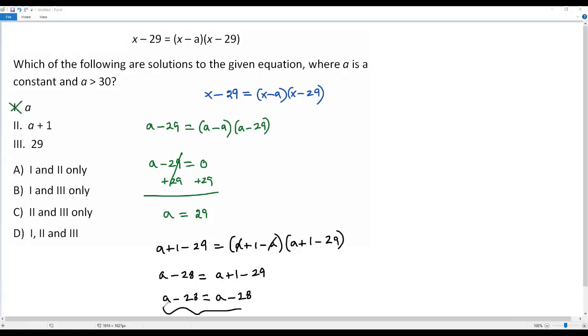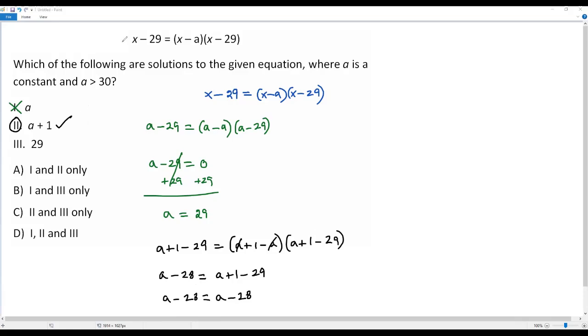Since this equation is true for all real values of a, it must be true for all real values of a greater than 30. That is, the result we got meets the condition a greater than 30 given in the question. So we can accept a + 1 as a solution to the given equation. Let me take this one as correct.